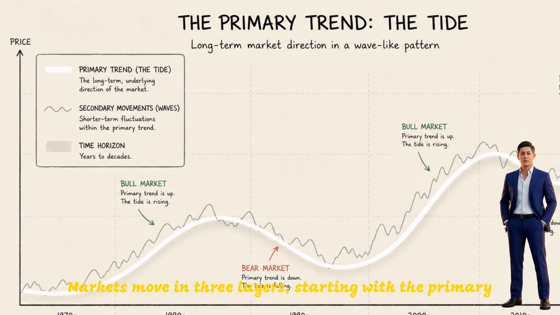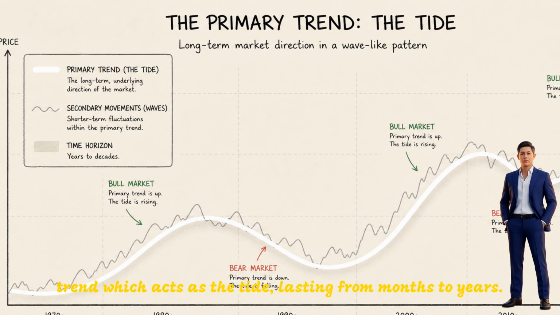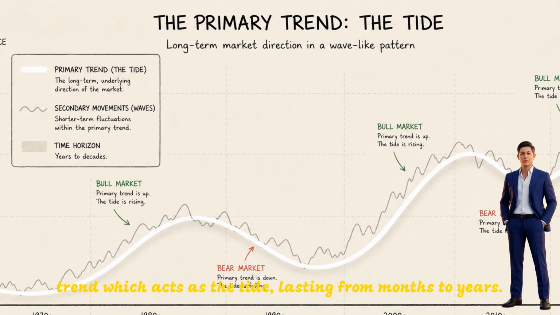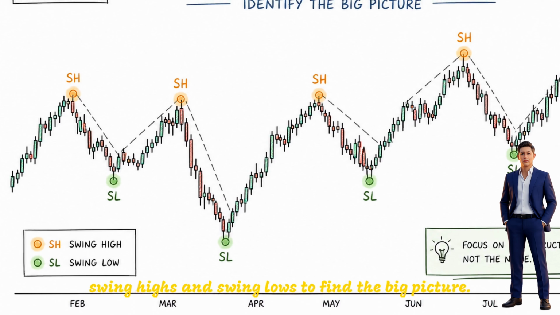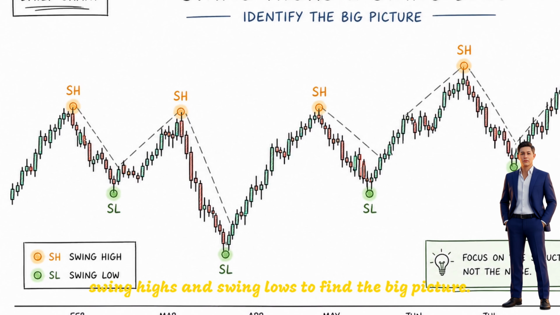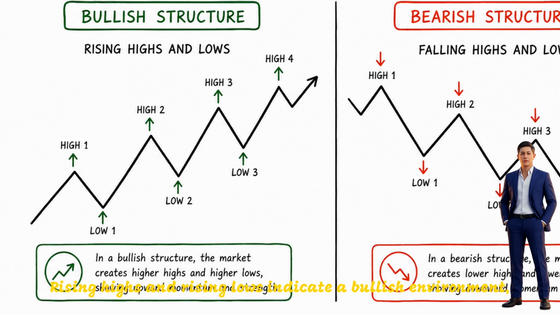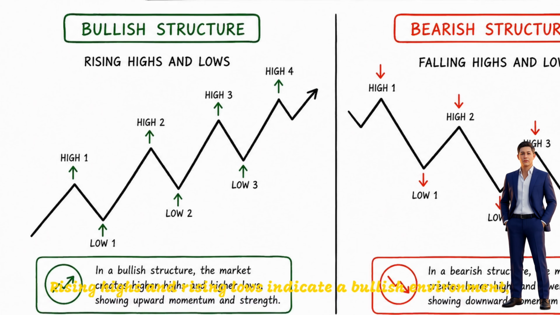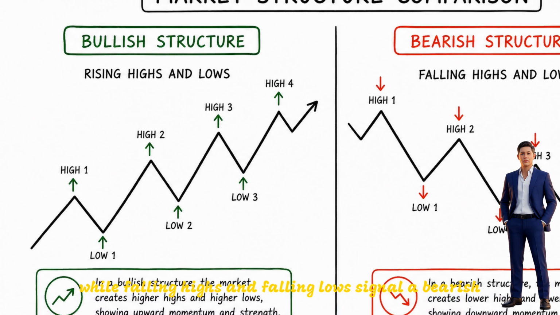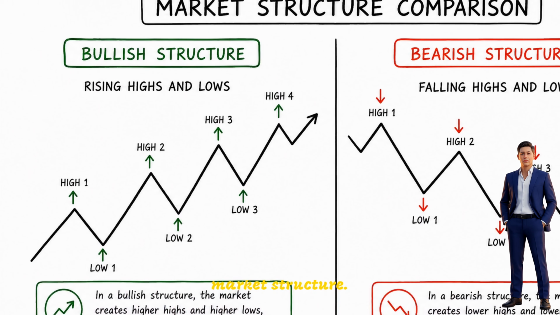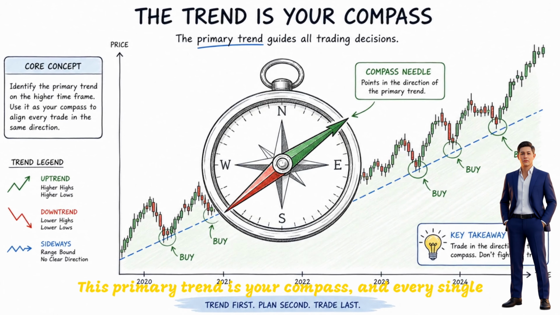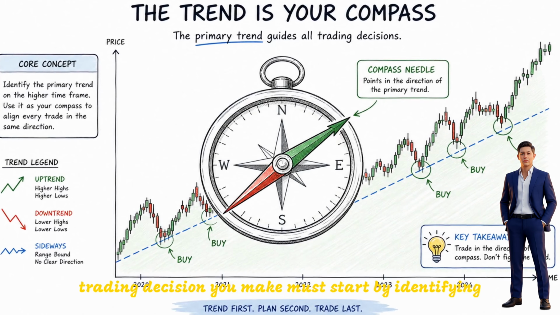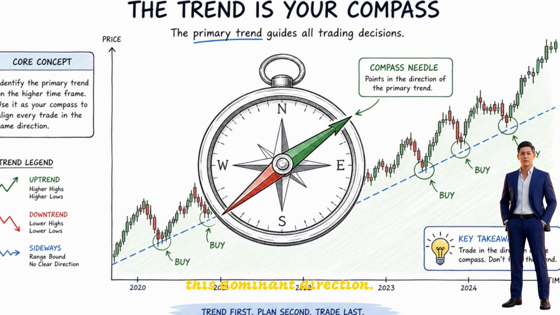Markets move in three layers, starting with the primary trend, which acts as the tide, lasting from months to years. You read this tide on weekly and daily charts by observing swing highs and swing lows to find the big picture. Rising highs and rising lows indicate a bullish environment, while falling highs and falling lows signal a bearish market structure. This primary trend is your compass, and every single trading decision you make must start by identifying this dominant direction.